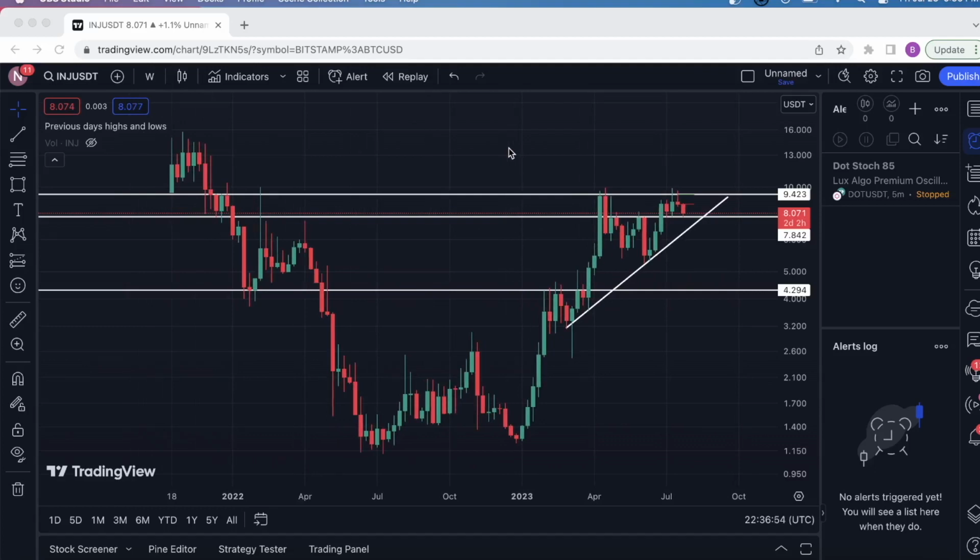Hey guys, so right now I'm looking at the chart for Injective. The ticker for this is INJ, and I'm currently on the weekly time frame.